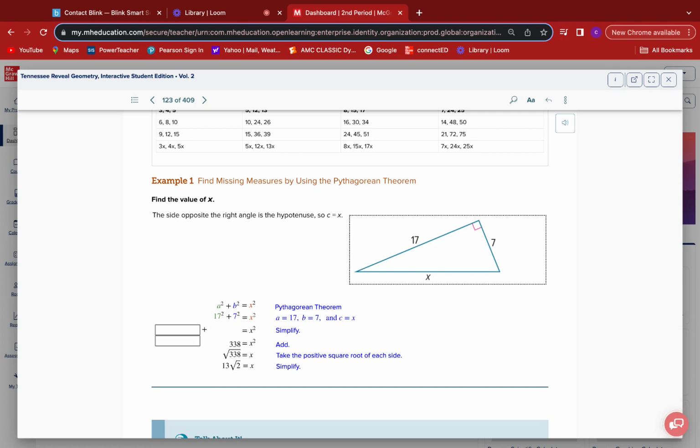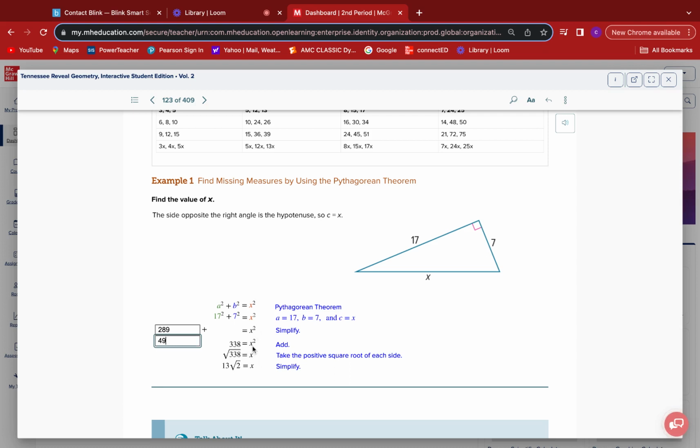It doesn't matter which one's your A and your B for the 17 and the 7, but we are going to plug into the formula. They make A 17 and B 7, and of course our hypotenuse x is your C. So we are doing 17 squared, which is 289, and then 7 squared is 49. Add those together, and you get the 338 that they get. Bring down your x squared.